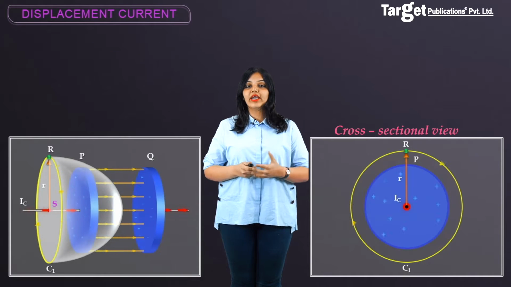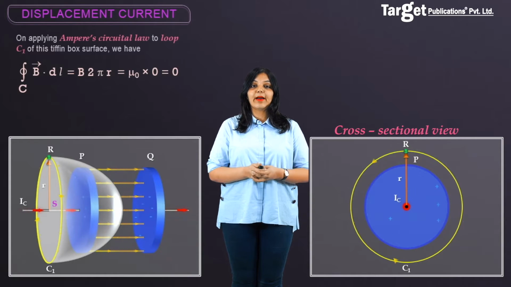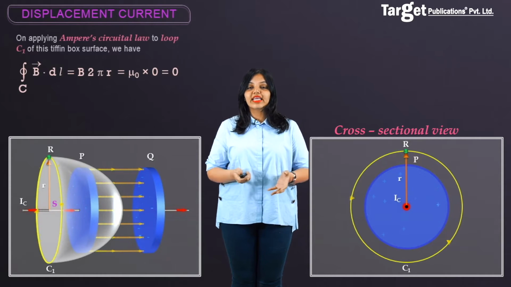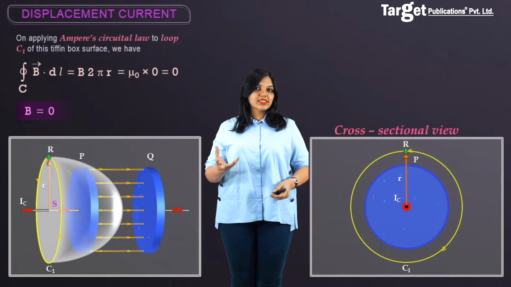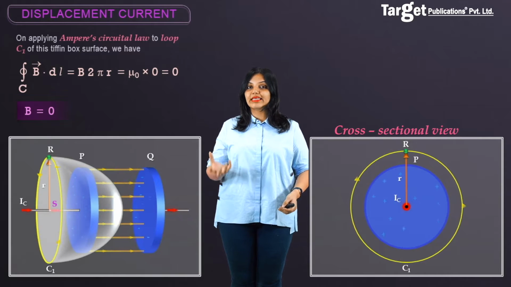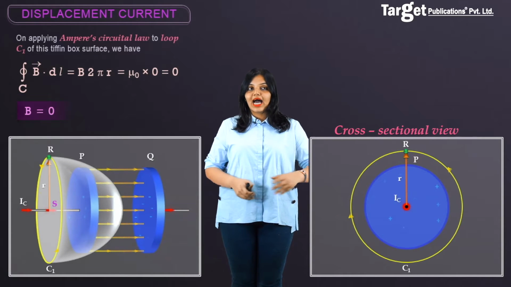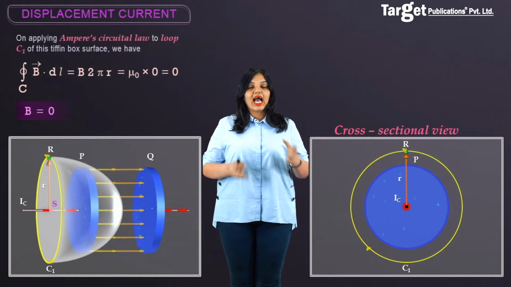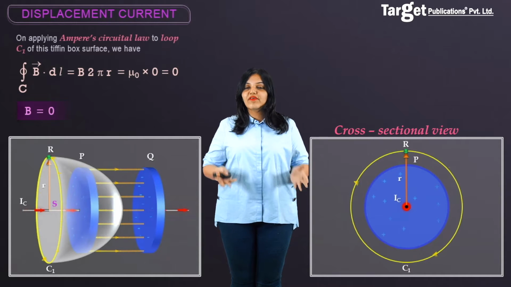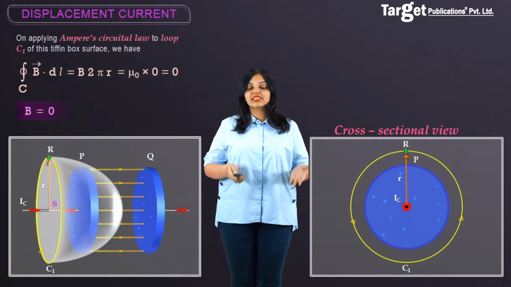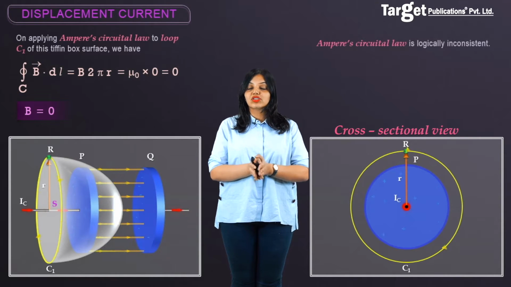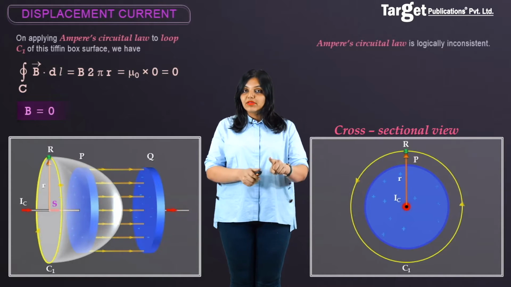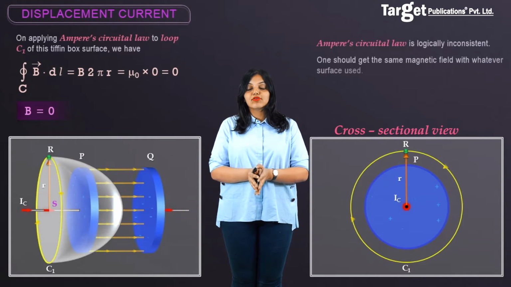And if there is no enclosed current, if I apply Ampere's circuital law, I will find that the magnetic field comes out to be 0. When I used one surface, I got some value of the magnetic field at point R, but now when I am using a different surface, at the same point I am getting a different value of the magnetic field, and this is obviously wrong. So Maxwell said that Ampere's circuital law is logically inconsistent, that is, something is missing, and he set out to fix it.